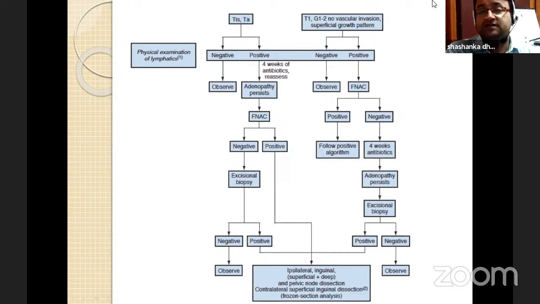In T1, grade 1 and 2 with no vascular invasion and a superficial growth pattern, if it is negative, again, you can observe. If it is positive, you do an FNAC right away. So the difference is here you give a 4-week course of antibiotics and then reassess.